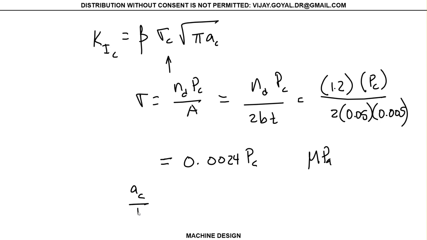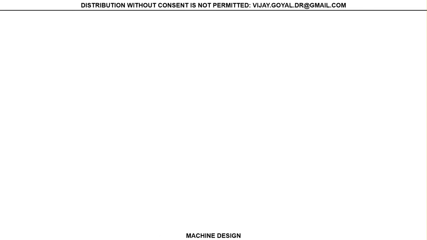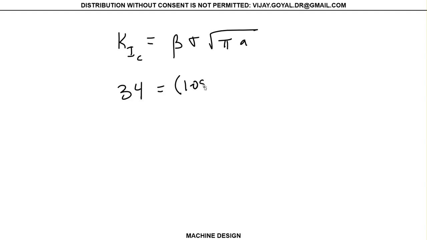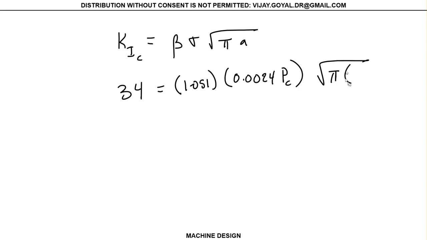So your AC over B will be 0.3, and if you go to the charts, you find that beta is equal to 1.051. Again, I got that using the exact solution equations. They're given in my notes, by the way, if you want to mess around with them, but they are not needed. You don't need that in this course. So this is going to equal beta times sigma times pi times A. This is 34 is equal to 1.051 times 0.0024 PC, square root of pi times 15.